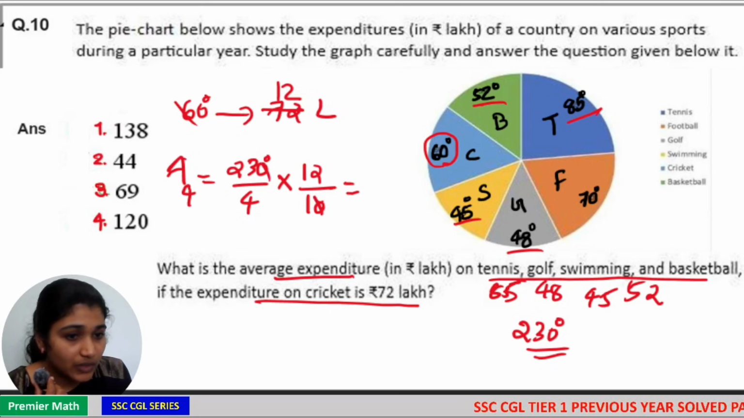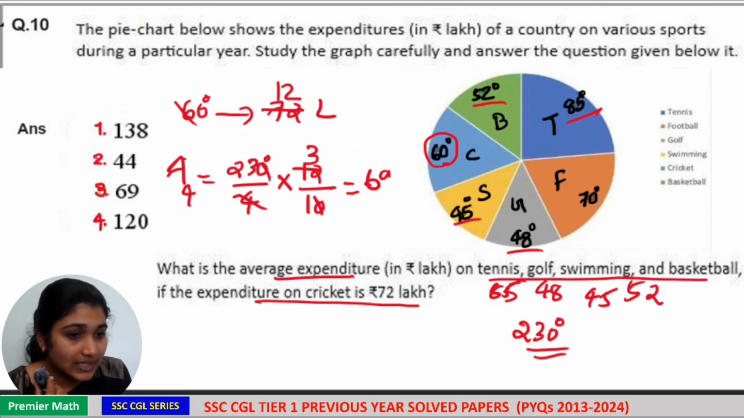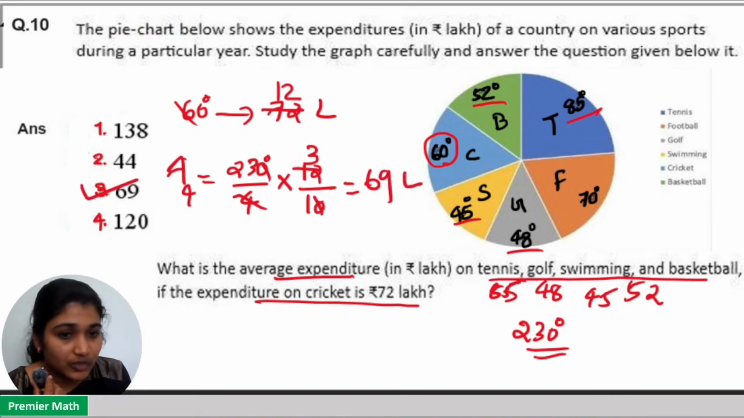That is, here 0 cancel, 4 goes 3 times in 12. 23 into 3 is equal to 69. 69 lakh. Option 3 is our answer.